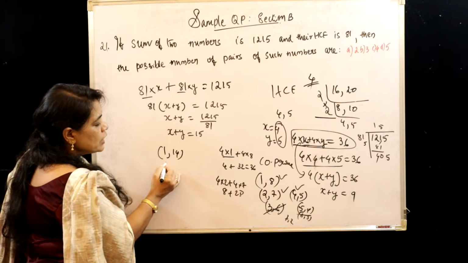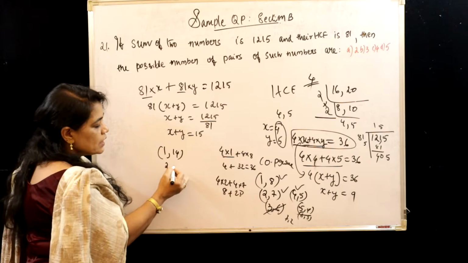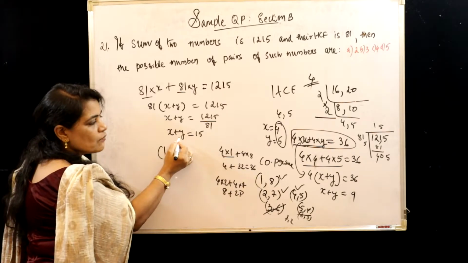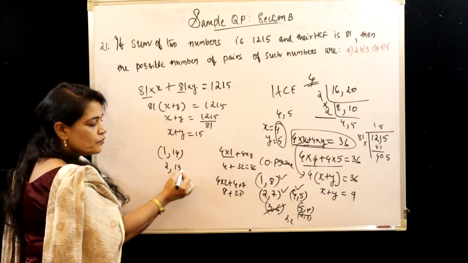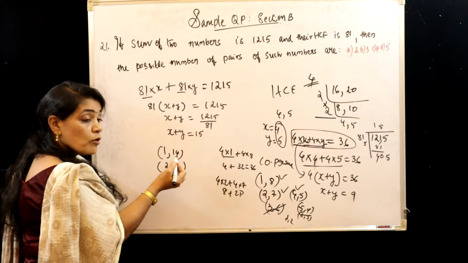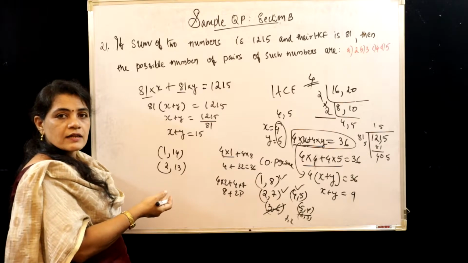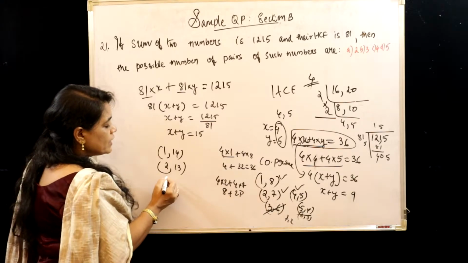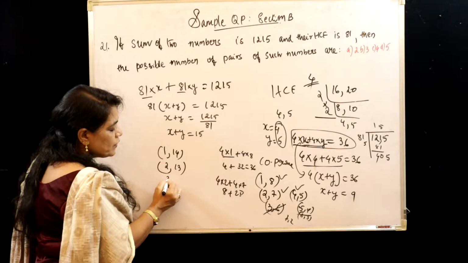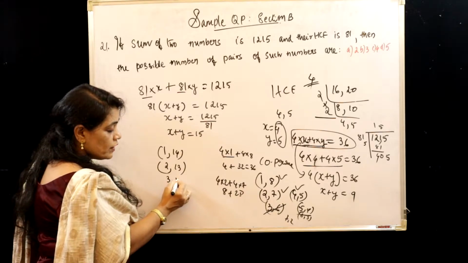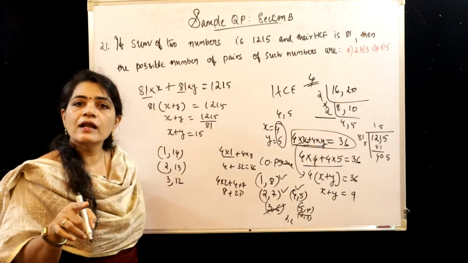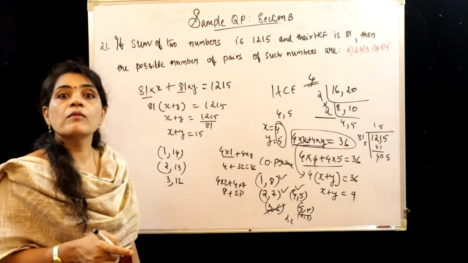Okay, and if you are taking 2, in order to get the sum 15, y will be 13. 2 plus 13 is 15, this is also a pair of co-prime numbers, so you can consider this. And if you are taking 3, then the second number y will be 12, but 3 and 12 have a common factor, that is 3.